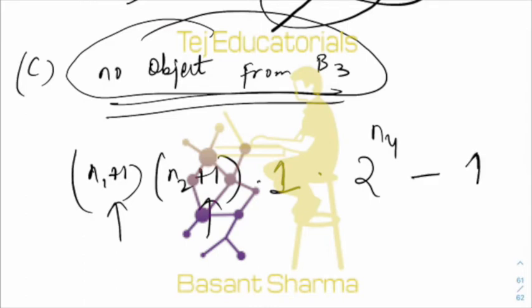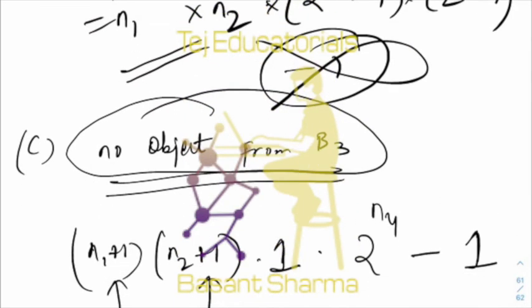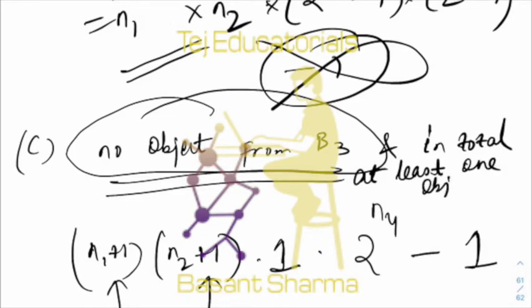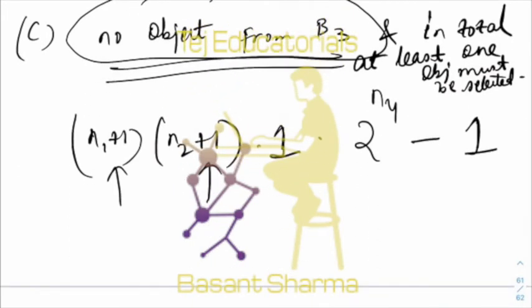Now we have to subtract 1 from here, because there will be a case when nothing is selected from any of the boxes. The condition is that no object is taken from B3, and in total at least one object must be selected. So there will be a case when nothing is selected from B1, nothing from B2, nothing from B3 anyway, and nothing from B4. So we subtract that case from here.